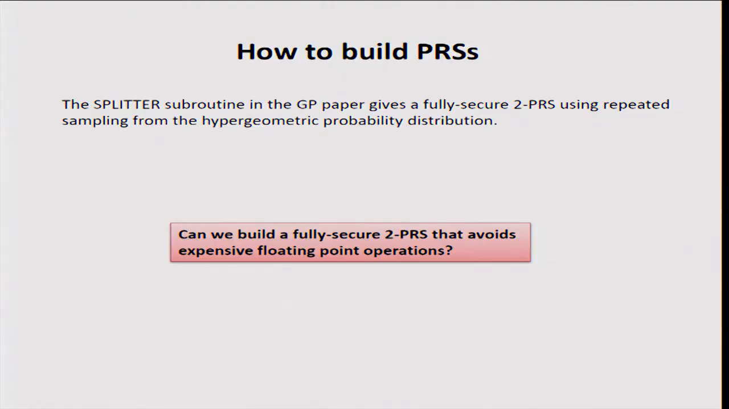Okay, well, we already told you one of them, really. The GP paper had that hypergeometric sampling routine. That actually automatically gives you a fully secure 2PRS. But again, the problem with that was the performance bottleneck with all those floating point operations. So now the question we're trying to answer is a little bit more precise. We're trying to build a fully secure 2PRS that's more efficient than the one from the GP paper.